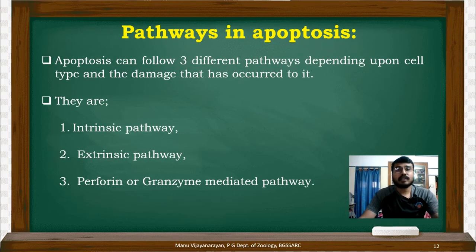Depending upon the signal that is received by the cell, apoptosis has three different pathways, or the process of apoptosis is categorized into three different mechanisms. One of them being the intrinsic pathway, the other one being the extrinsic pathway, and the third one being the enzyme mediated pathway, which is also called the Perforin mediated pathway.